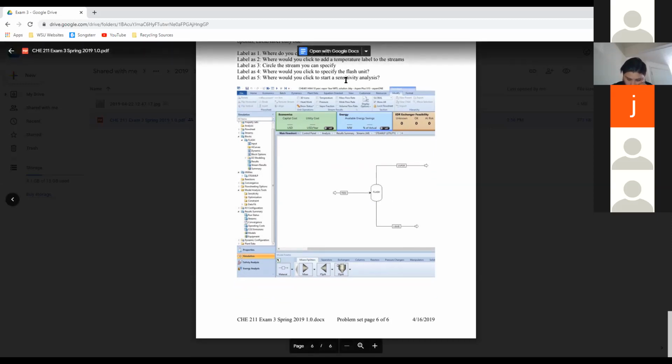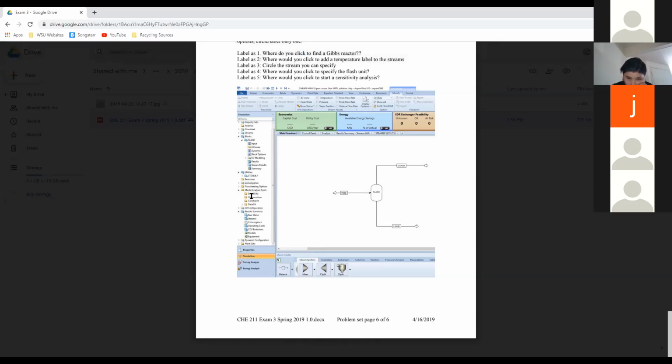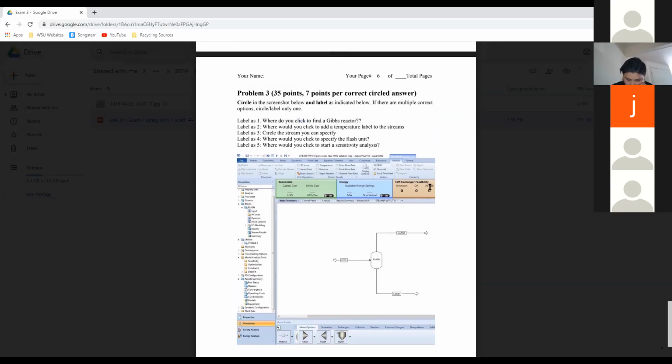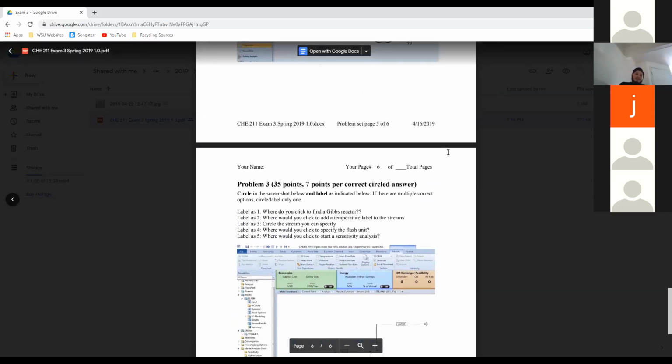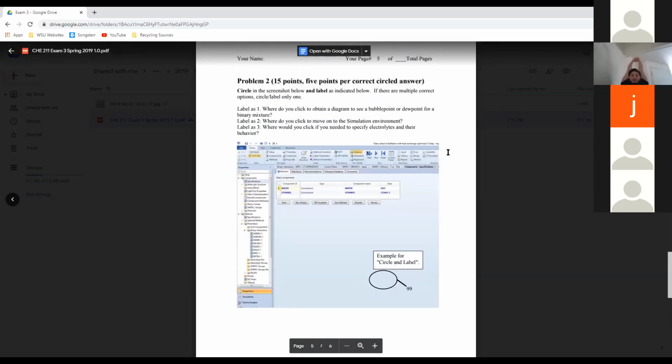Where would you click to start a sensitivity study? Well, that is under model analysis tools, sensitivity. That just says it there. That's really it. That's the entire exam. God, I hope it's just like this. Oh, that's so nice. That'd be a dream come true. I thought this exam review would take at least 40 minutes, knowing how his last exams went, but this is a dream.